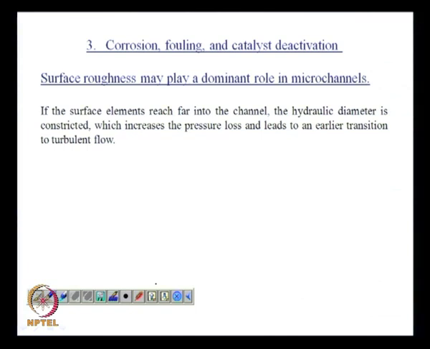The friction factor will obviously be more when you have higher surface roughness, but the presence of surface roughness itself should point to the fact that the diameter that you use for your calculation has to be substantially reduced. So, this is an additional consideration for microchannels. For the corrosion, the fouling, etc., in order to take them into account, the surface roughness has to be incorporated into your calculation.